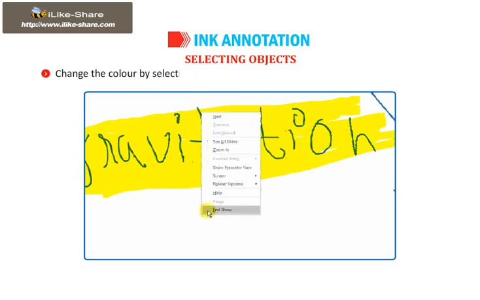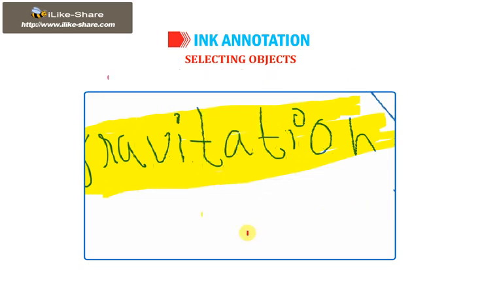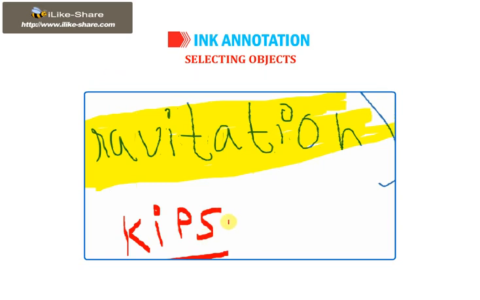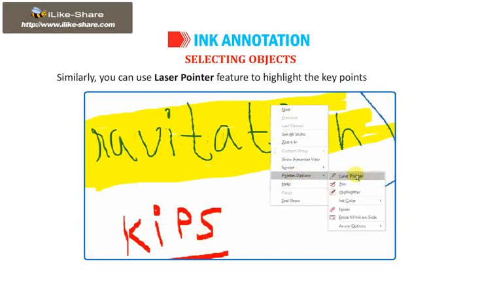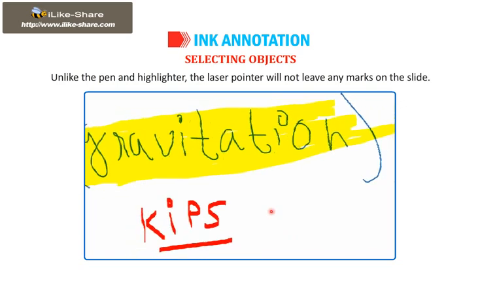Now select the pen or highlighter option as desired. Change the color by selecting the ink color option and choosing the desired color from the palette. Use pen or highlighter either to write or emphasize text. Similarly, you can use the laser pointer feature to highlight the key points on the slide. Unlike the pen and highlighter, the laser pointer will not leave any marks on the slide.